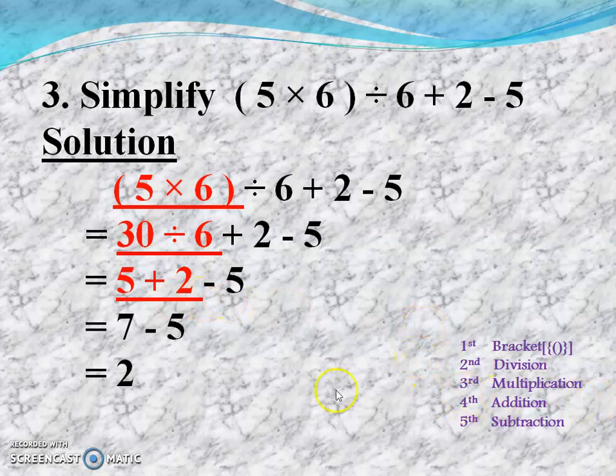Then we go for multiplication. Since there is no multiplication, now our next step is addition. So addition is in between 5 and 2. So we add 5 and 2, which gives you 7 minus 5. And our final answer is 2.